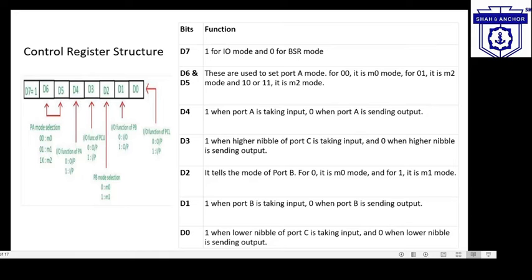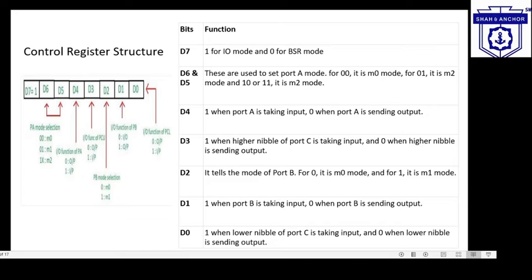That means for M0, the value of D6 and D5 is 0 0. For M1, the value of D6 and D5 is 0 1. And for M2, the value of D6 and D5 is 1 X. X means don't care. It may be 0 or may be 1. That's why 1 0 or 1 1 indicate the M2 mode.